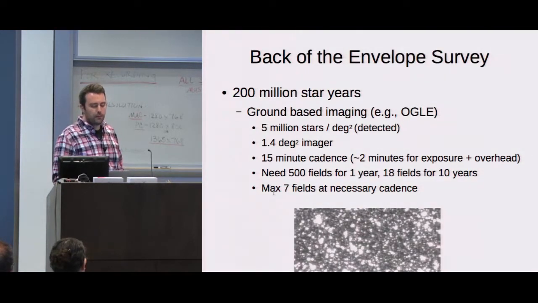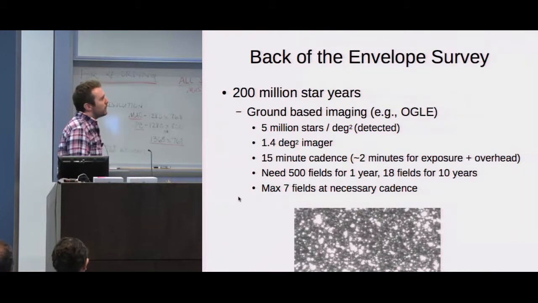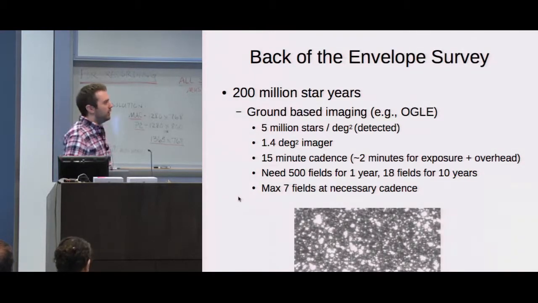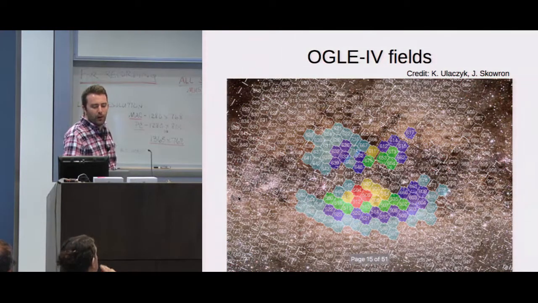so you can only fit so many of those in a 15-minute cycle. So for the OGLE survey, the maximum number of fields that they could monitor is about 7, so falling short of the 18 you'd need for a good statistical sample.